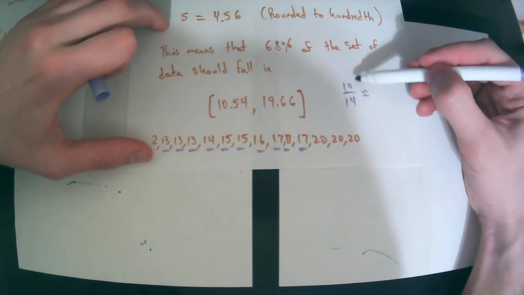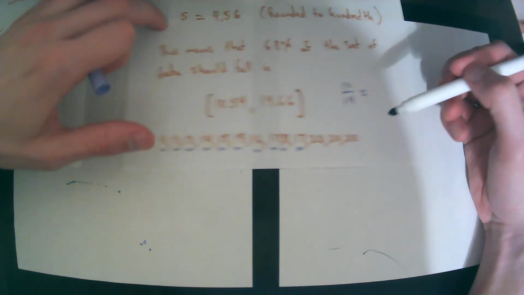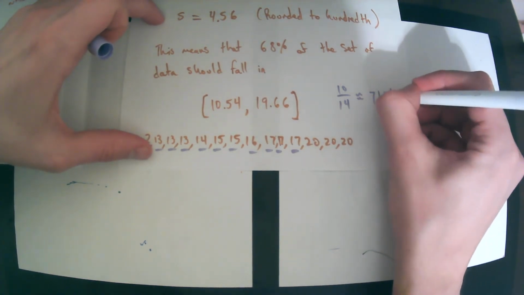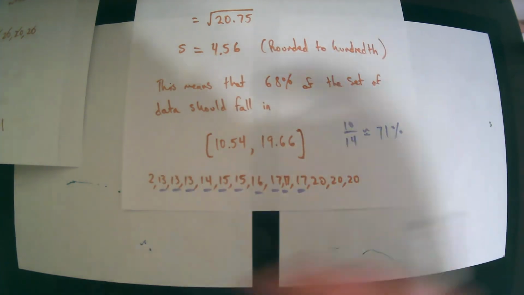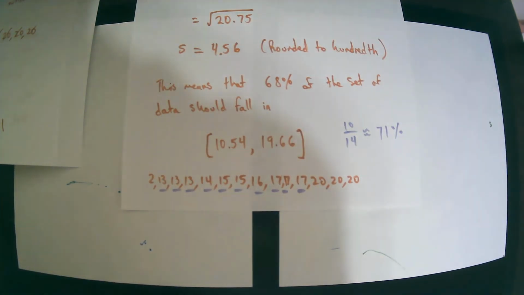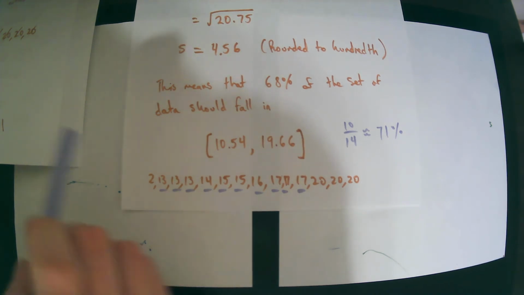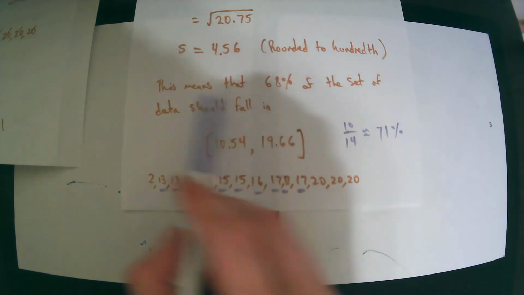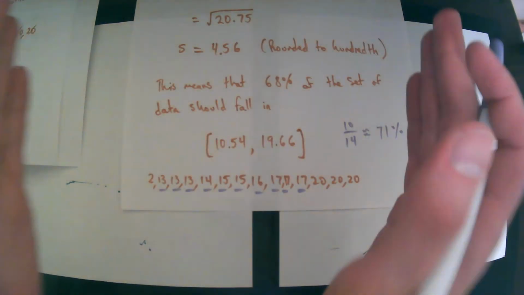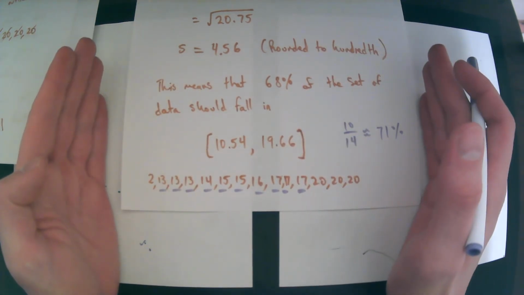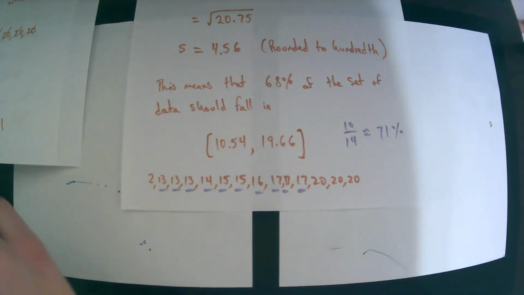Remember how to do that? Just do 10 divided by 14 multiplied by 100%, and it's roughly like 71%. So we see that our data set does obey this rule. It is nicely behaved enough. We don't have tons of extreme values that are making our data set weird, so it behaves according to the empirical rule, which is what this rule is called. The rule that tells you how much of your data should fall within a single standard deviation or more than one standard deviation is called the empirical rule.